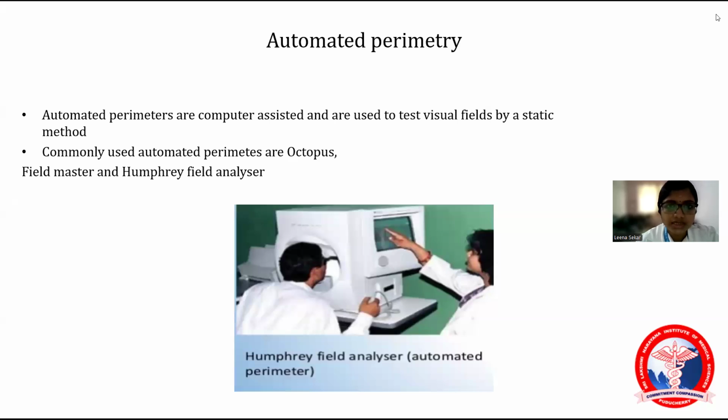Now, latest technique is by measuring through automated perimetry. Automated perimeters are always computer assisted, and they test our visual field by a static method. So, commonly used automated perimeters are Octopus Field Master and Humphrey Field Analyzer.